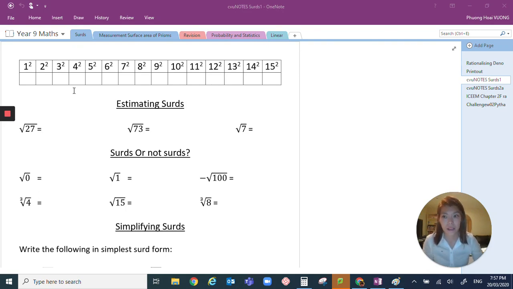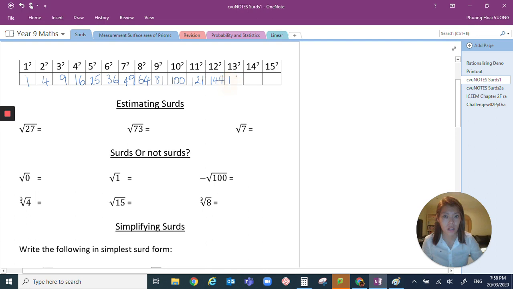This is a recap. So let's have a look at square numbers. 1 squared is 1, 2 squared is 4, 3 squared is 9, 4 squared is 16. Try filling these up yourself. Pause the video and complete all these numbers yourself. So, 81, 100, 121, 144, 169, 196, and 225.